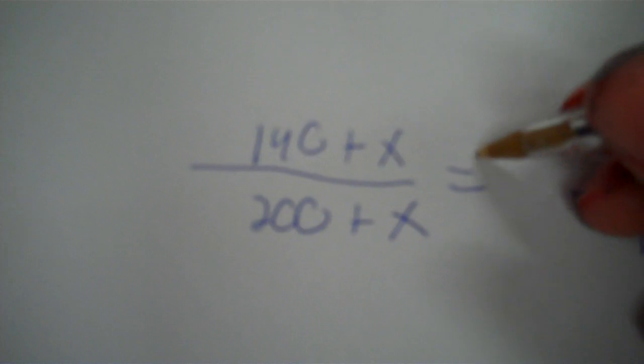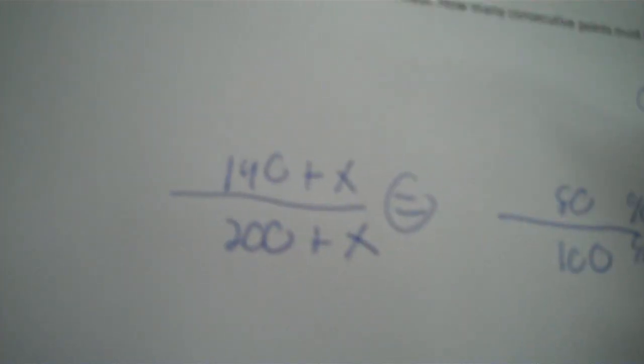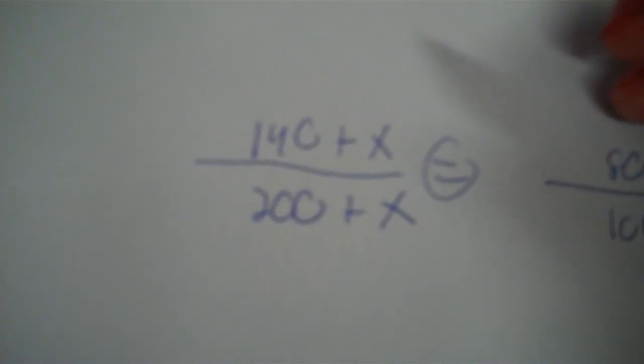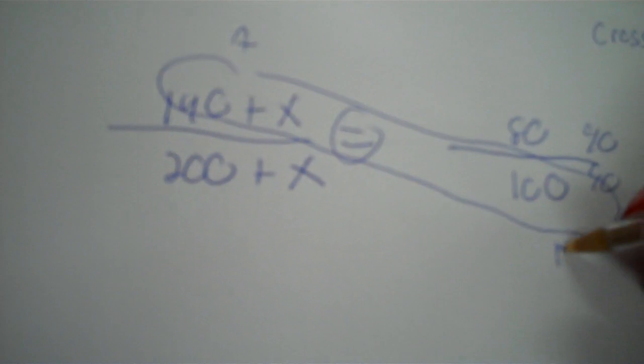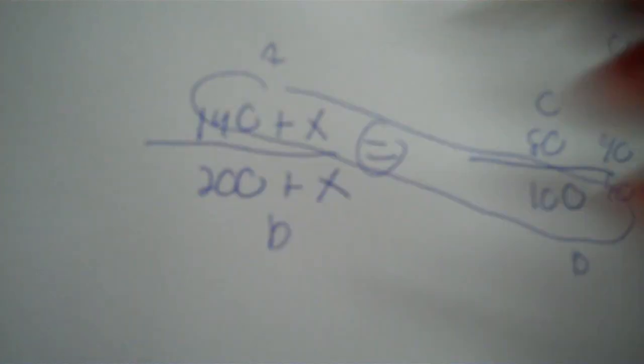So that's going to be cross products to solve it, because you have an equals, just one ratio on each side. There's no adding in between the ratios. So again, I know that the AB product, this is A, this is B, is equal to the CD product.